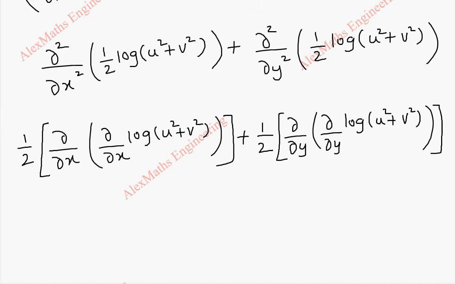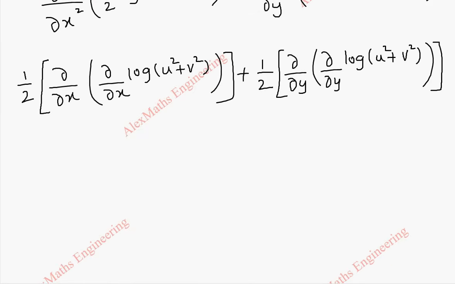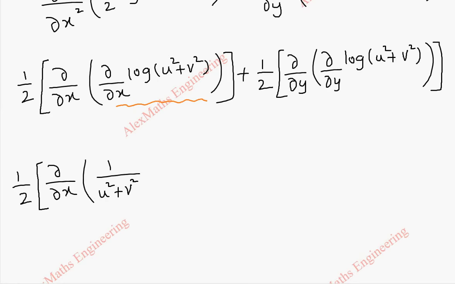Now this first part we are going to continue the partial derivative. Outside we have half, and also we have dou by dou x. Derivative of log is 1 by, so 1 by u square plus v square. Then by chain rule we have to find the derivative of u square plus v square. U square derivative is 2u, and with respect to x, u derivative is ux, plus 2v into vx. So we find the derivative of u square plus v square with respect to x using the chain rule. The first term is completed.